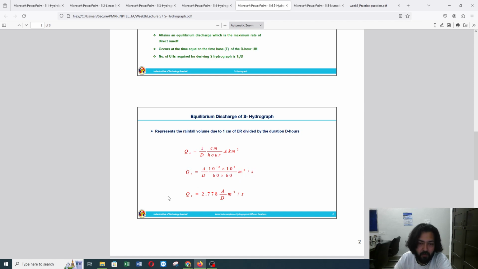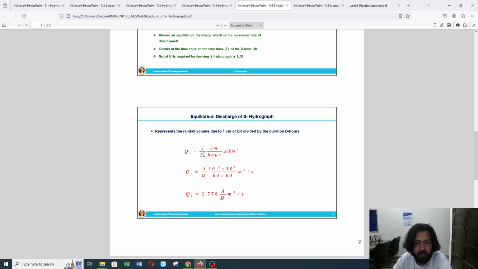If we convert this, we get the equation of discharge in meter cube per second. The formula of equilibrium discharge comes out to be QS is nothing but 2.778 multiplied by area and divided by the duration of the storm. We should keep in mind that if we want to use this equation directly, the area should be in meter square and time should be in seconds. Then we can apply this equation directly, or else we have to go with the standard equation, that is area divided by duration of time.